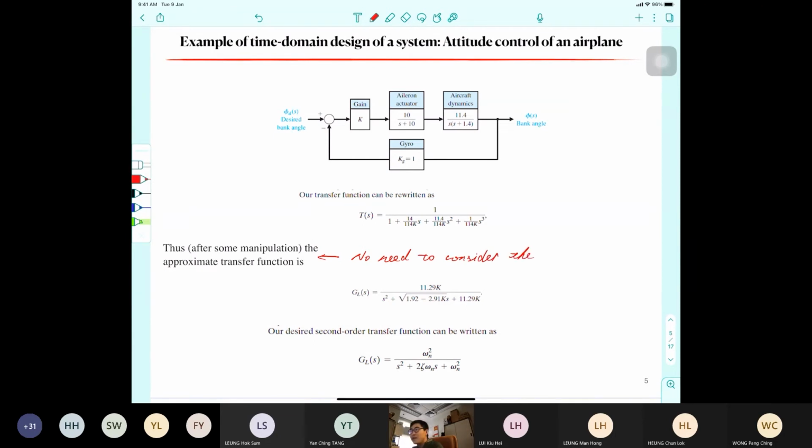Because the practical problem is very complicated, the detail is very complex. There's no need to consider it. We just know this transfer function can be simplified as this one. So what is this system? What is this system?